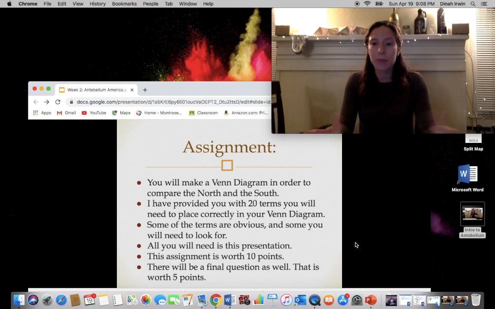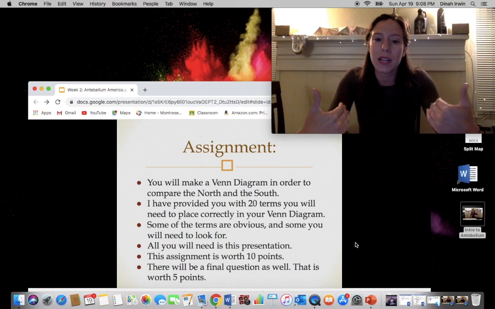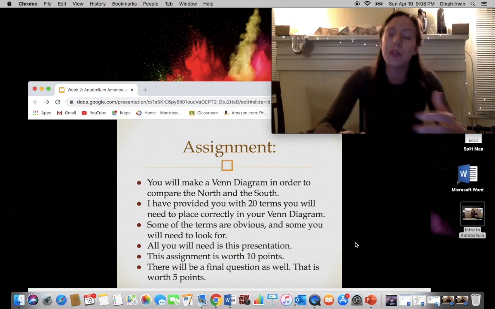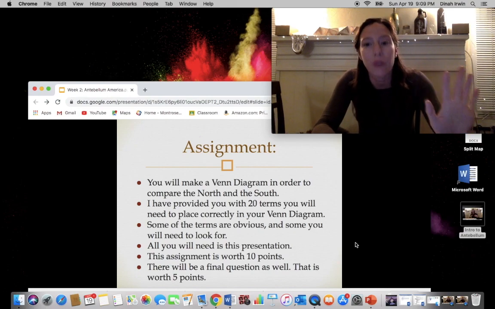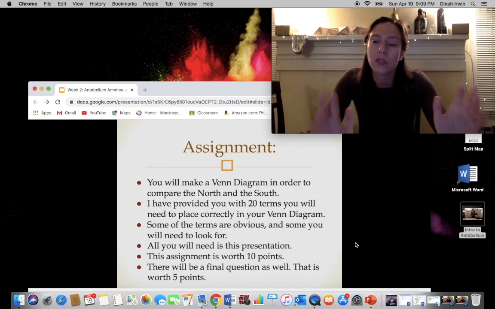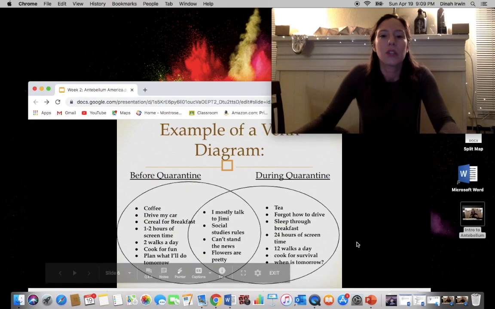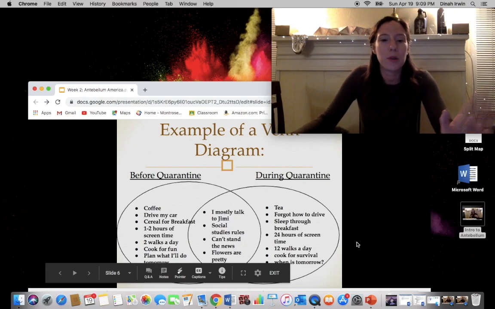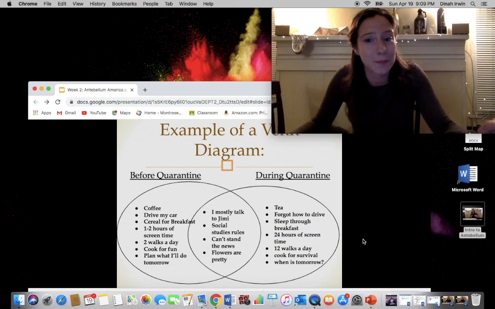All you're going to need to complete this assignment is this presentation, okay? The assignment is worth 10 points, and then there's a final question at the very end, and that question is worth 5 points. So you have 15 points total for this week, just like last week. So here's another example of a Venn diagram. You can look at that in your own time, but this is what I do in my spare time: I make Venn diagrams. They're kind of fun.